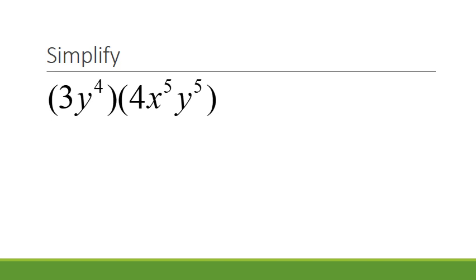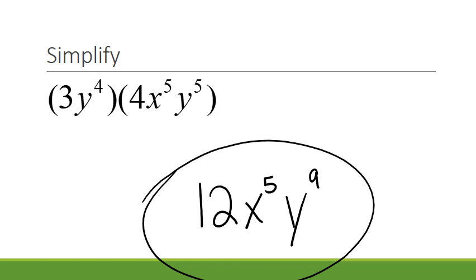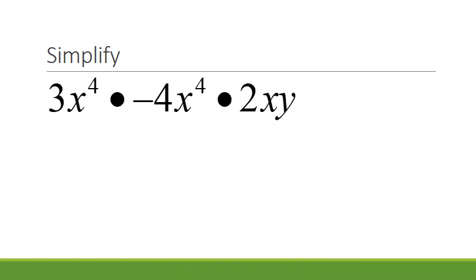All right, so for our answer, we need to multiply the 3 times the 4. We only have one x value, so we keep it as is. And we multiply the y's and add their exponents. All right, please pause the video and work on simplifying this expression.